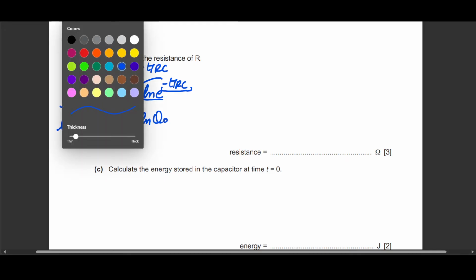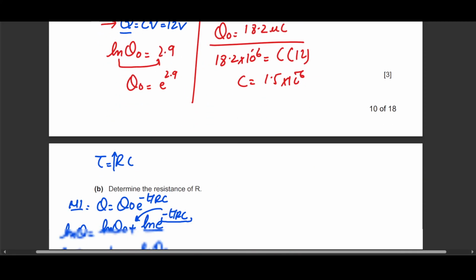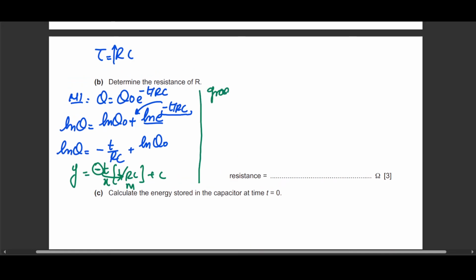Okay. Now we can notice that the graph is actually drawn between ln Q and t. So ln Q is my y-axis and t is my x-axis. So our 1 over RC becomes the gradient, mx plus c, of course. So this negative sign will be considered with the gradient. So we can see that the gradient itself is equal to negative 1 over RC.